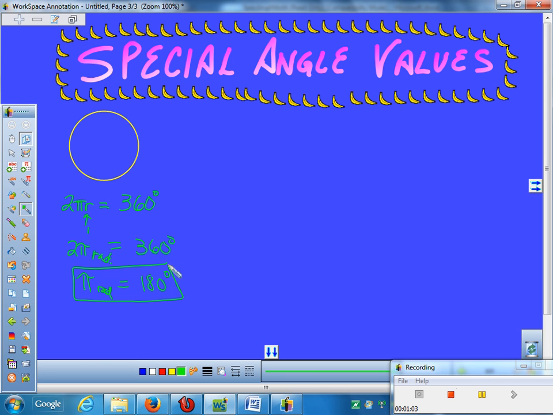So those are going to become very common for us. Okay, before we actually start doing the special angle values though, there's a few times when we do have to convert from degrees to radians. Most of the time we work a problem in degrees or we work a problem in radians. Occasionally you have to go back and forth between the two. So I need you to know how to convert back and forth between the two.